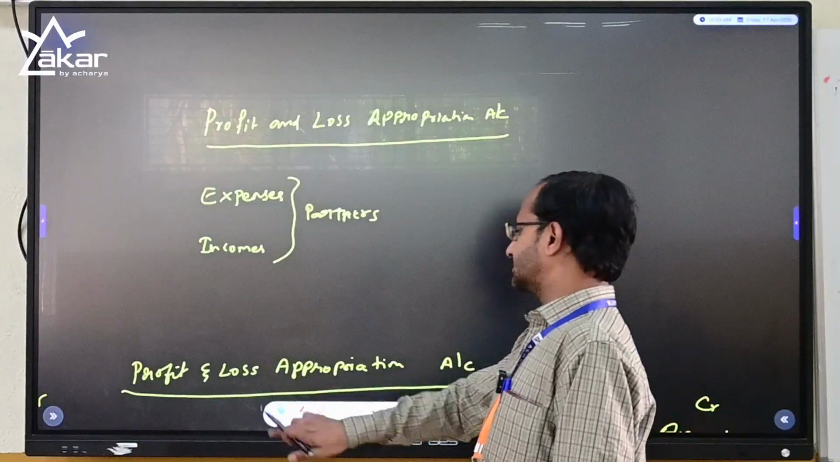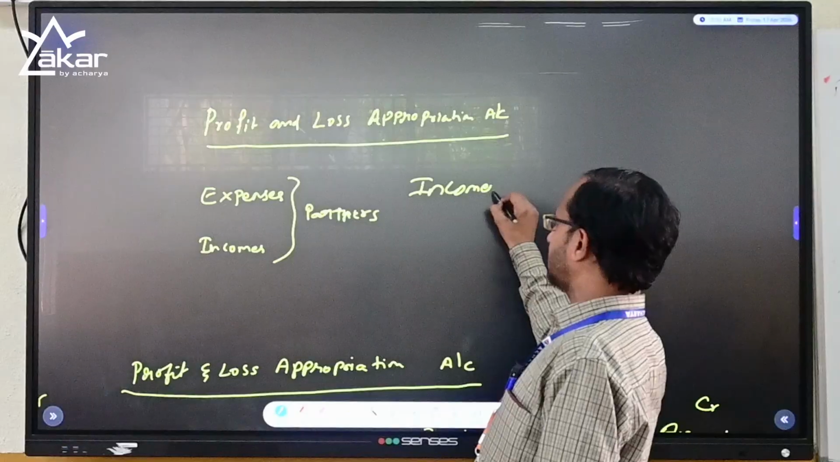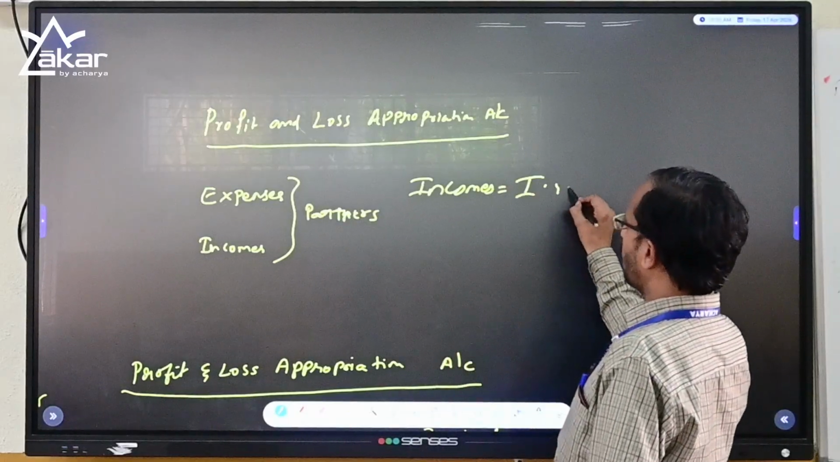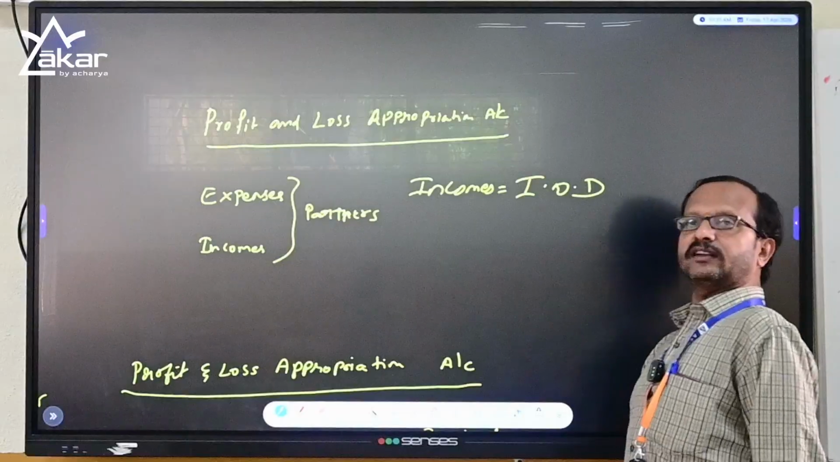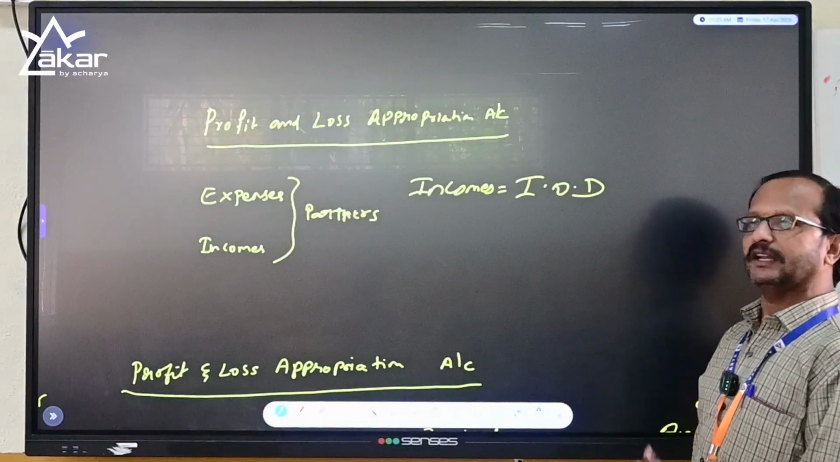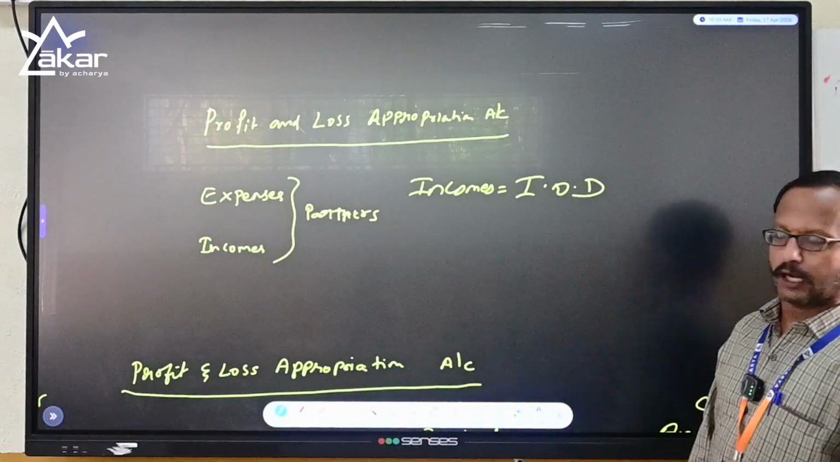Let us have some examples here. When you say income under the partners account related to the partners, it is IOD, that is interest on drawings. So the previous sum, whatever we calculated, that is an income to the company, and this should be recorded in the credit side of the P&L account.